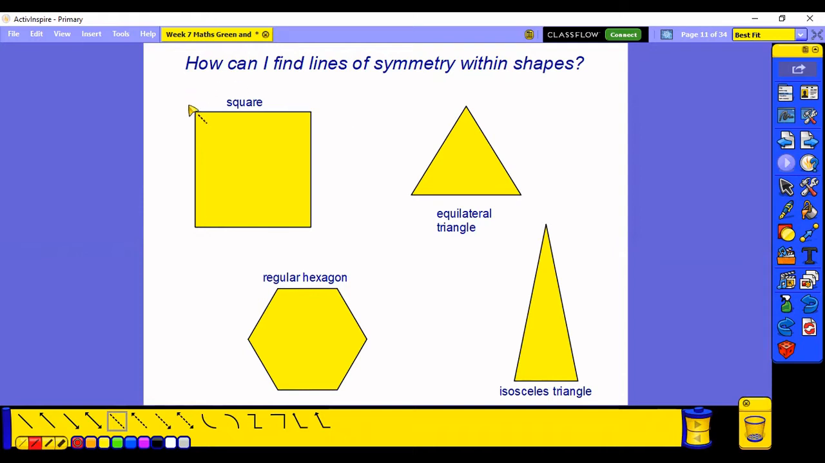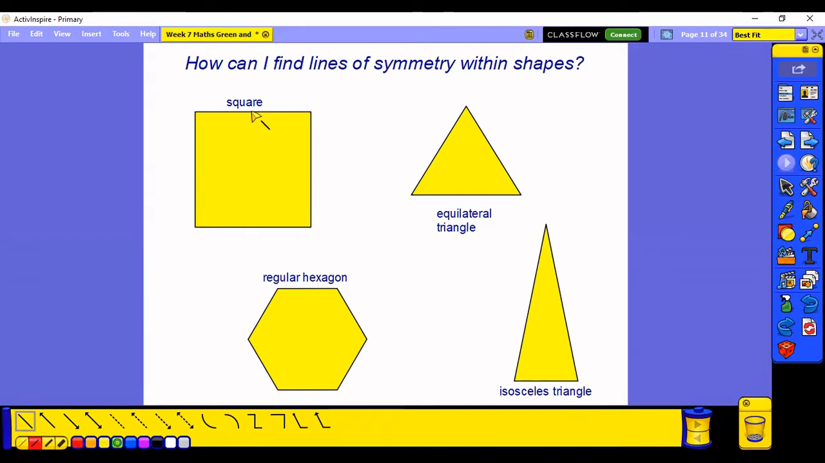So a square has the same length of sides, the same size angles, and the same number of lines of symmetry. We've got 4 lines here, so we are looking for 4 lines of symmetry. The same with an equilateral triangle. All the sides are equal, all the angles are equal, and there are therefore 3 lines of symmetry. It is the same with a regular hexagon. This changes somewhat when we get irregular shapes like the isosceles triangle here. So let's have a look at the square and identifying those lines of symmetry within it.